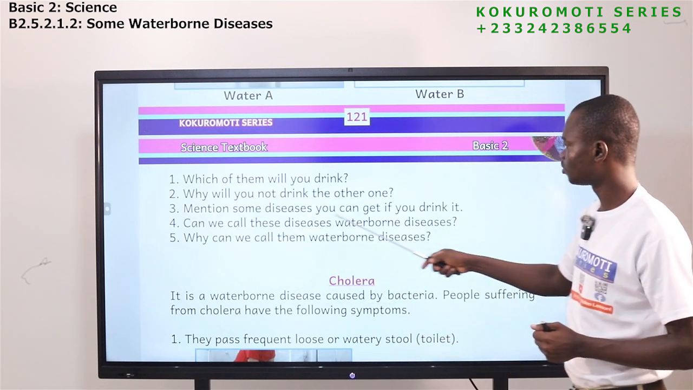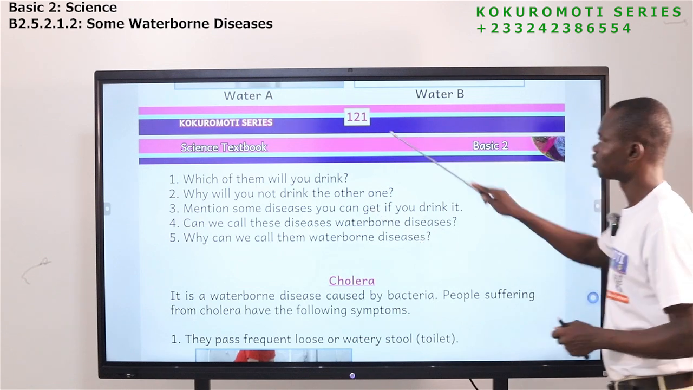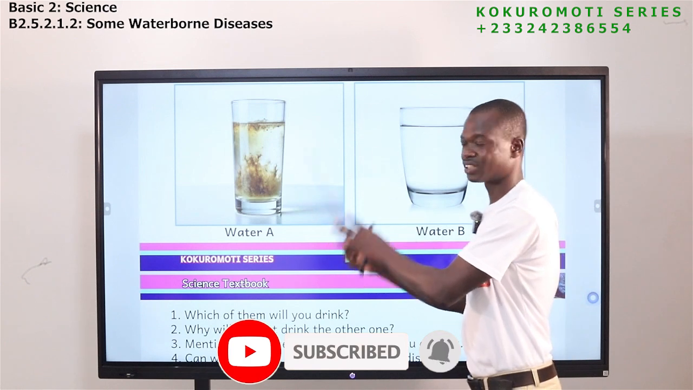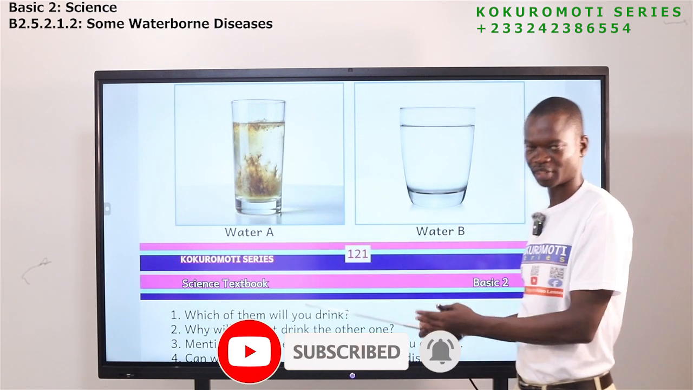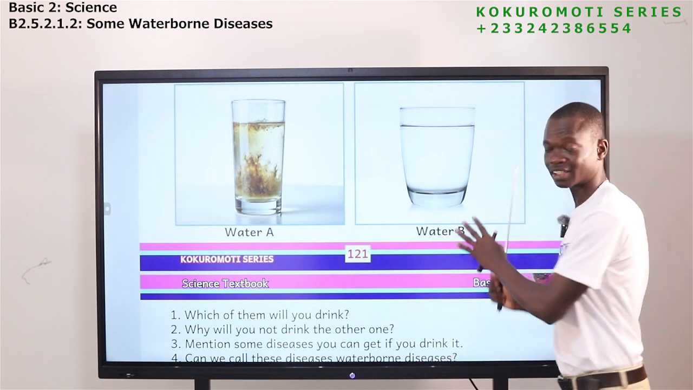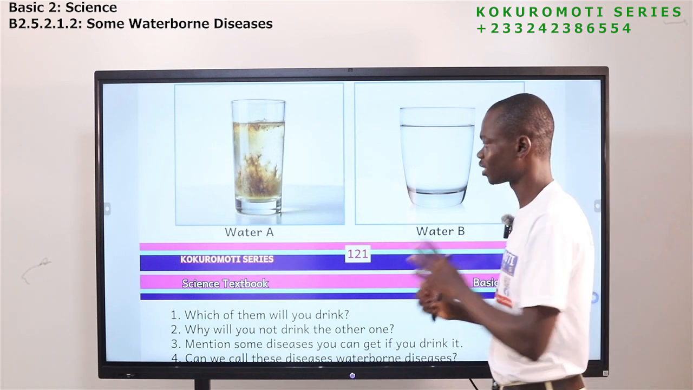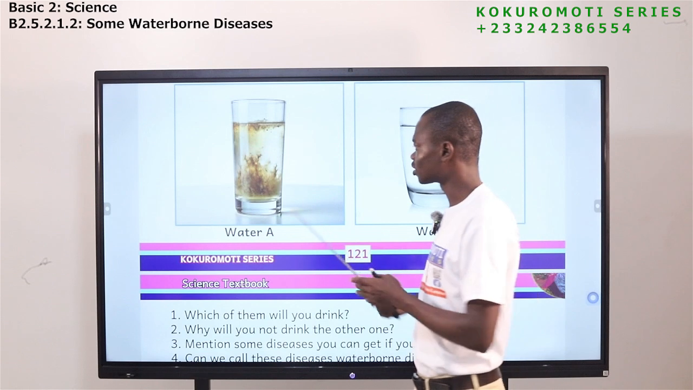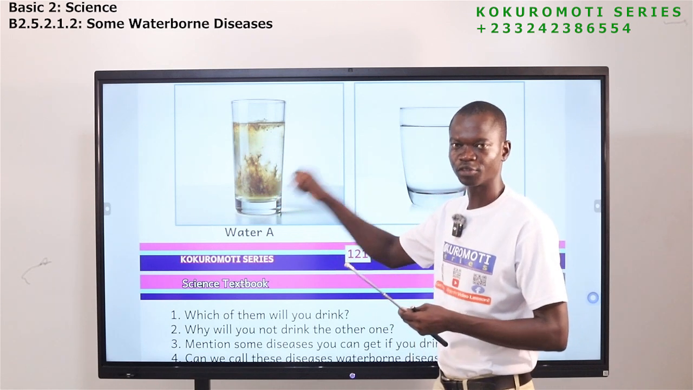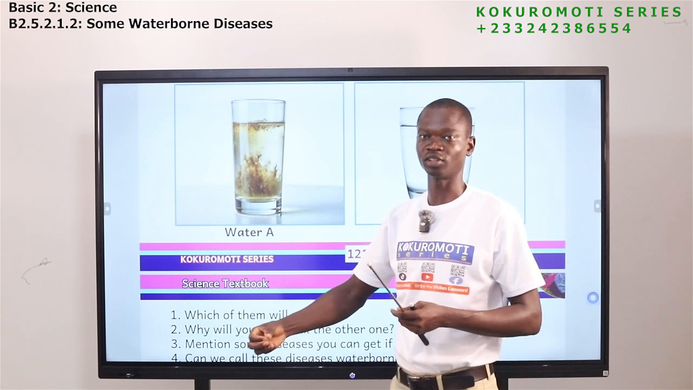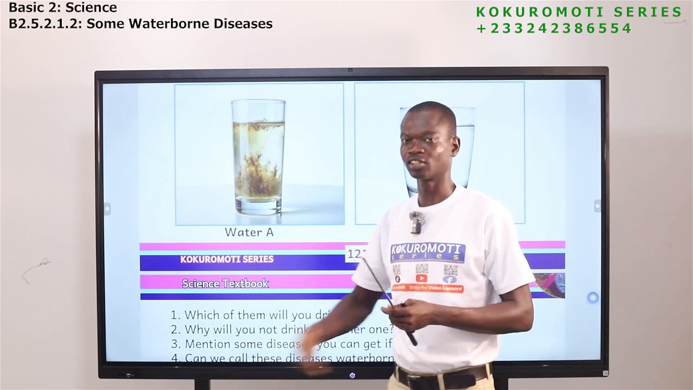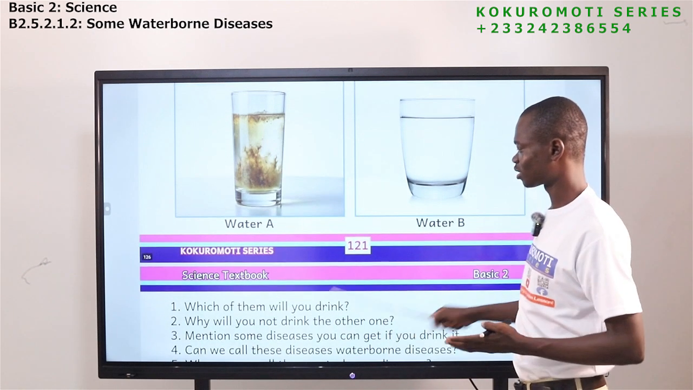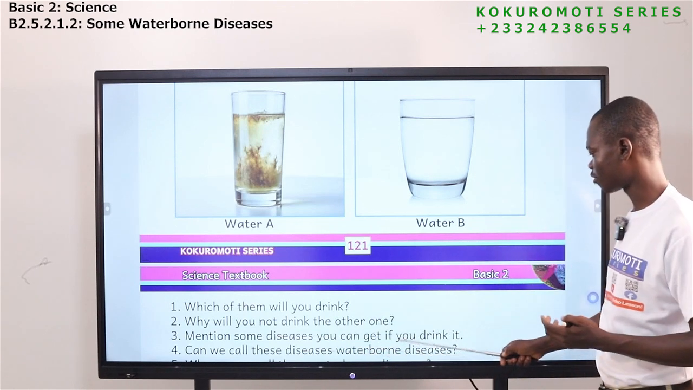Mention some diseases you can get if you drink it. So if you have this and you decide to drink it, what are some of the diseases that you get? This one, if you drink it, you will not get any disease. But this one, if you drink it, you get what? Disease. So what are some of the diseases that you get? Because it is water, if you drink and you get any disease, that disease is called what? Waterborne disease. So what are some examples of waterborne diseases? The question is, mention some diseases you can get if you drink it.